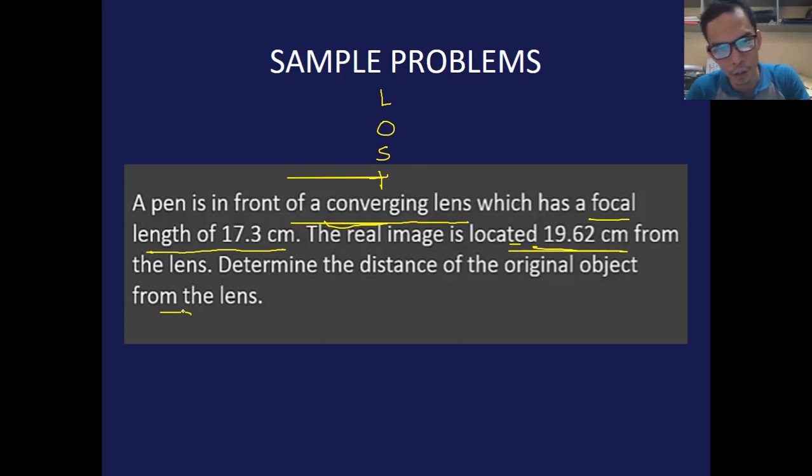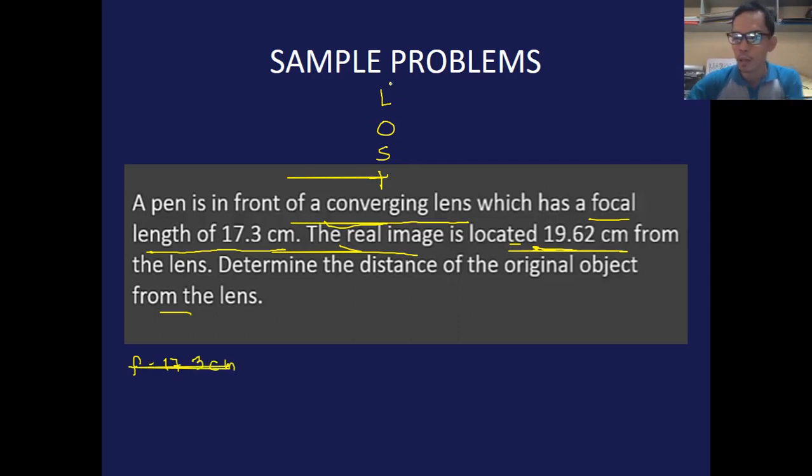Let's see. The image is real, meaning this image distance is positive. Let's solve for the distance of the object. What do we have here? We have the focal length, which is 17.3 cm, positive because it is a converging lens.